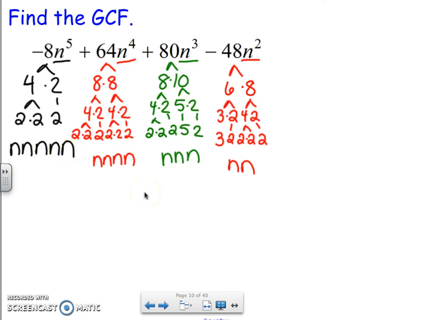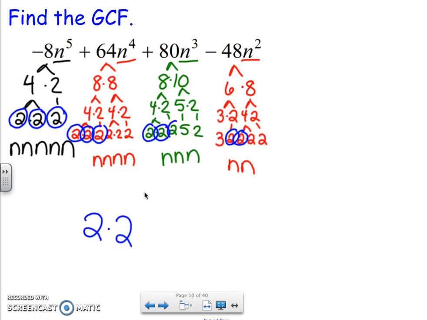I see lots of 2's. So let me start by circling a 2 here, a 2 here, a 2 here, and a 2 here. I see another 2, 2, 2, and a 2. And then I've got one more 2, one more 2, one more 2, and one more 2. Okay, so now I can't take any more 2's or 3's or 5's away because this term over here only had 3.